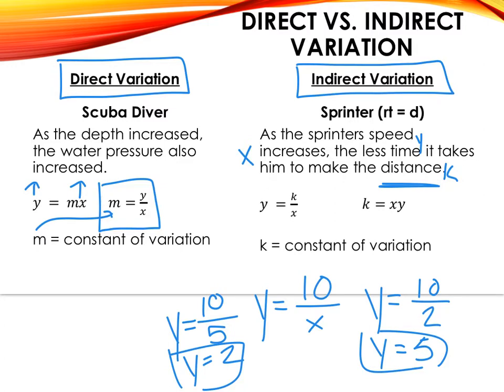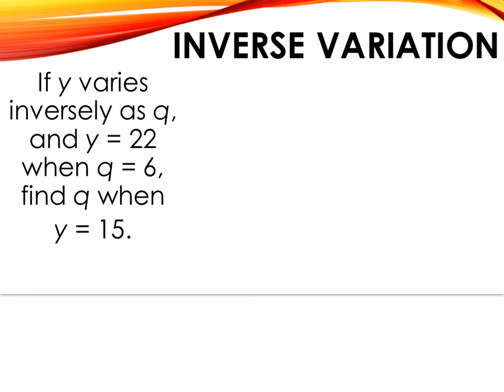Over here, both things were increasing. Over here, one thing's going to increase, which causes the other thing to decrease. Okay? And our constant of variation was m. In indirect variation, we used the constant of variation, the letter k. So let's go ahead and get into some examples. We're going to talk about inverse variation.